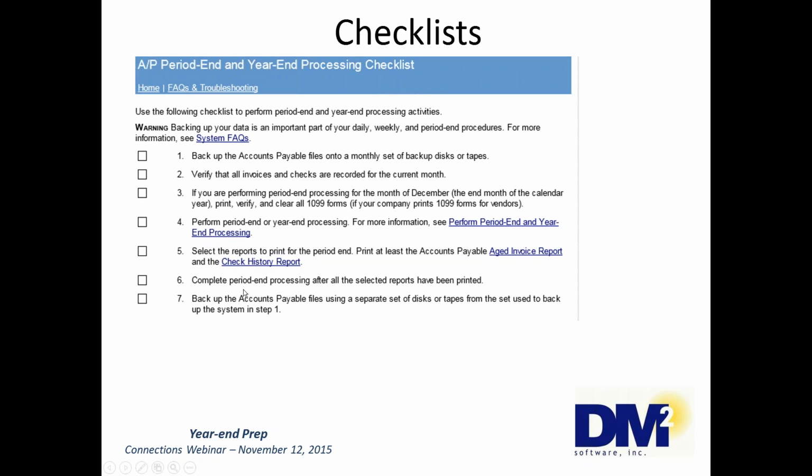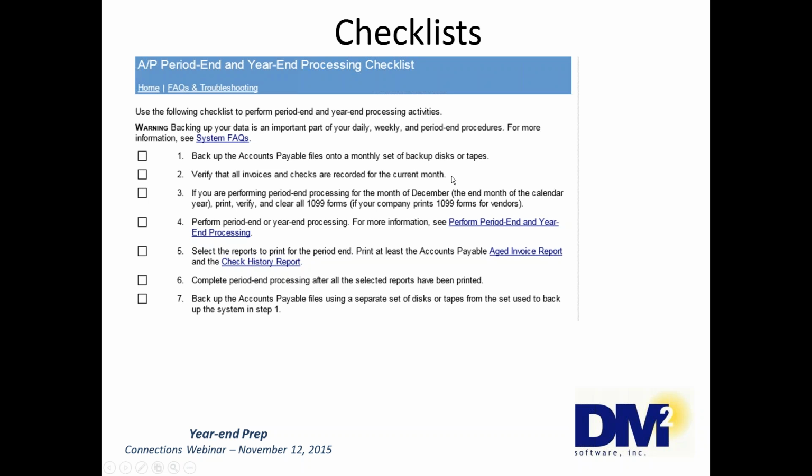You're going to complete the period-end processing after whatever report you've chosen to print. And then they say to back it up. Then when you run it, they say to back up the AP files using a separate set of disk or tape, again, back to the 90s. You don't necessarily have to back them up again, but just go in and check and make sure that you are now in your next period or your next year.